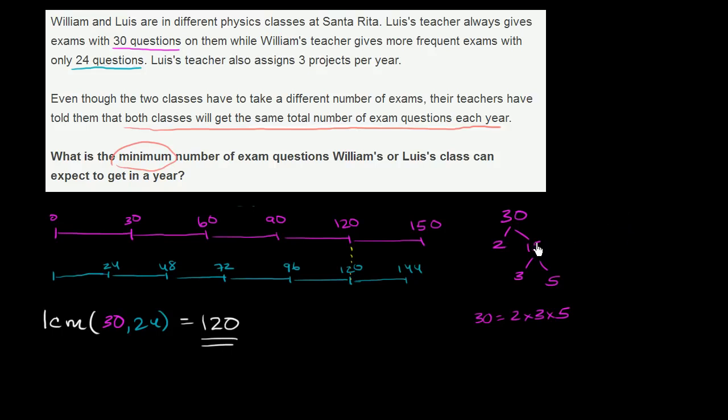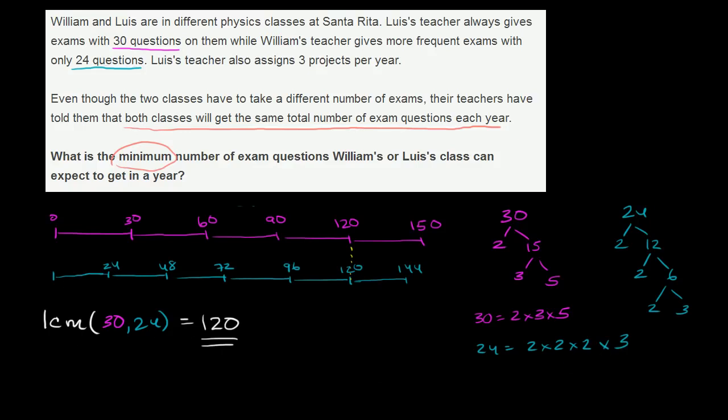24 is equal to 2 times 12. 12 is equal to 2 times 6. 6 is equal to 2 times 3. So 24 is equal to 2 times 2 times 2 times 3.